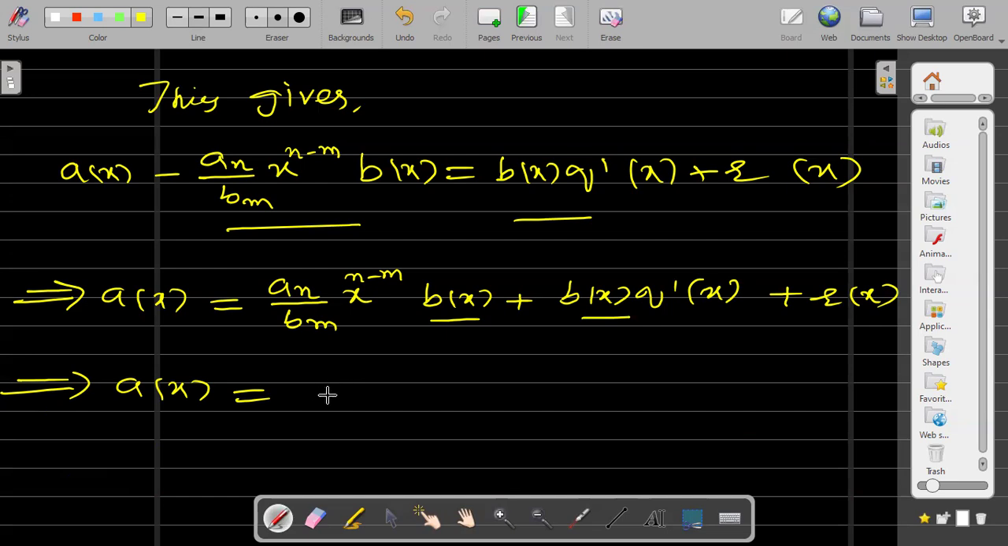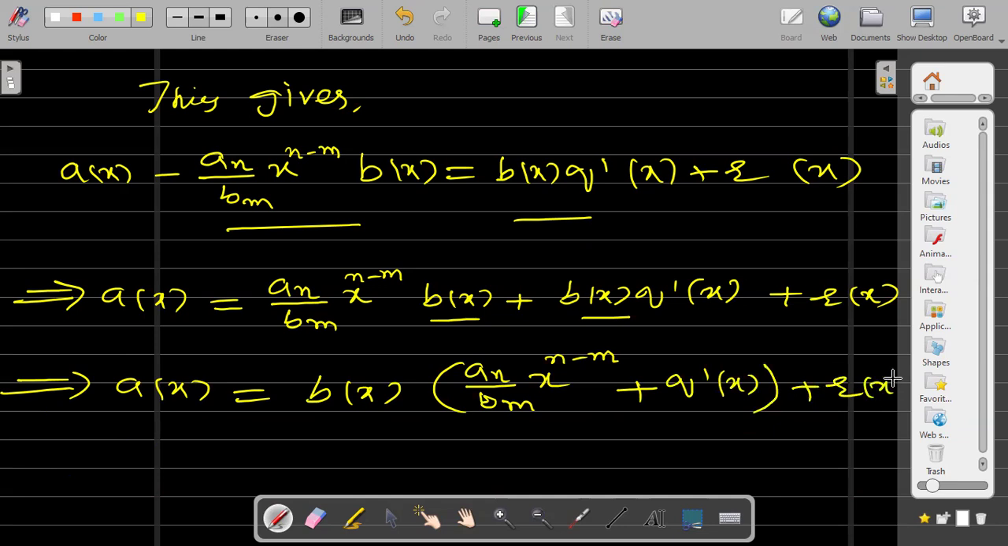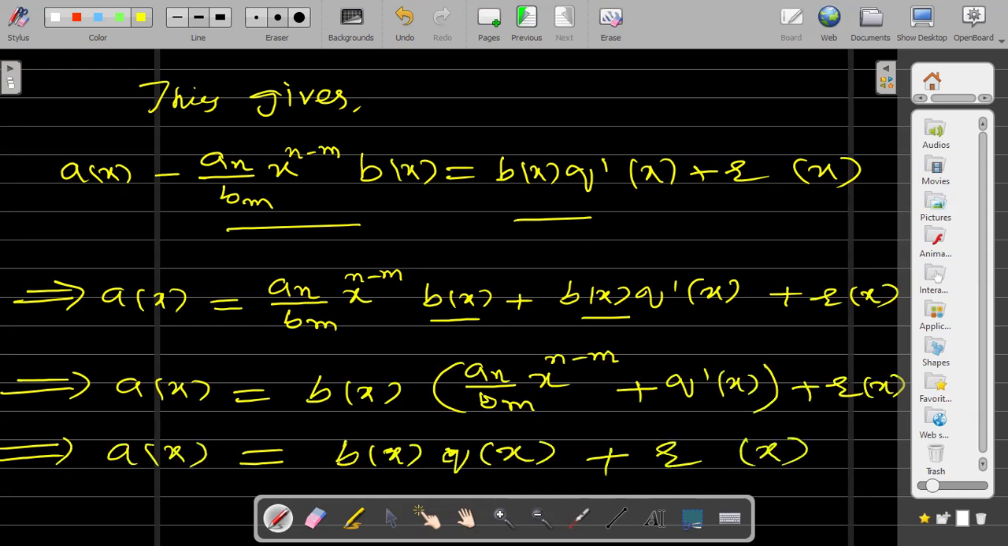This is what, this is b(x) times a_n by b_m x power n minus m plus q dash x plus r(x), and you can write it as this: a(x) is equal to b(x) times q(x) plus r(x), where q(x) is this point, it is in F[x] again.